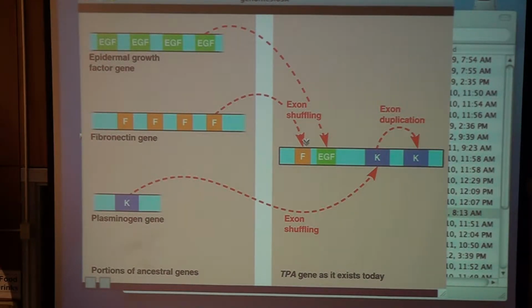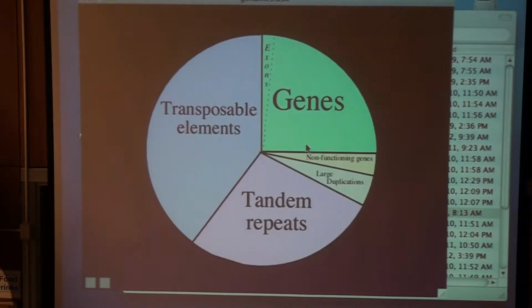All right, well, so next time you get up in the morning, look at yourself in the mirror and say, thank you, transposable elements. You made me what I am today.